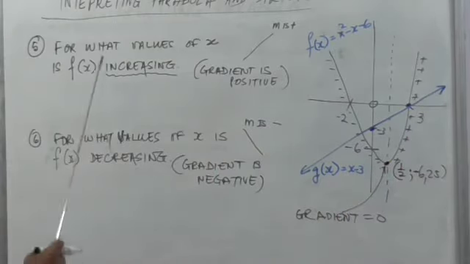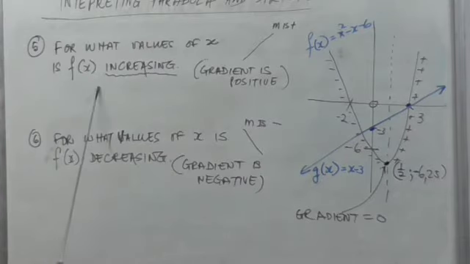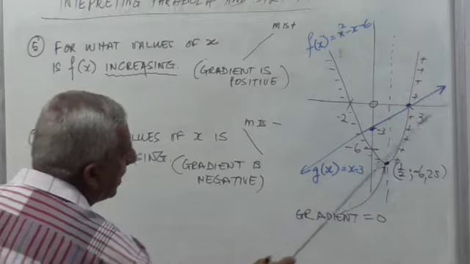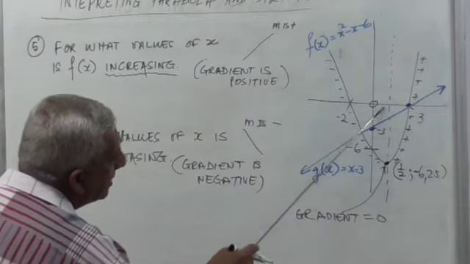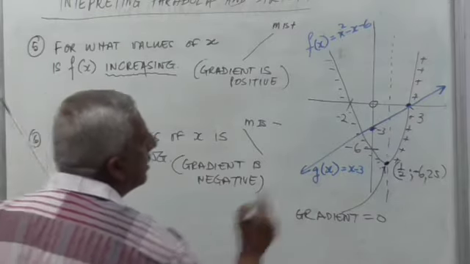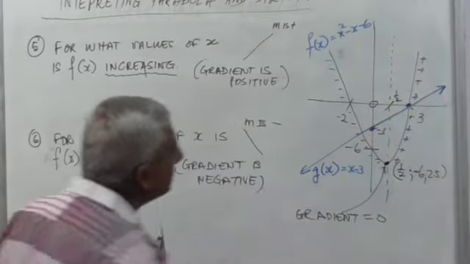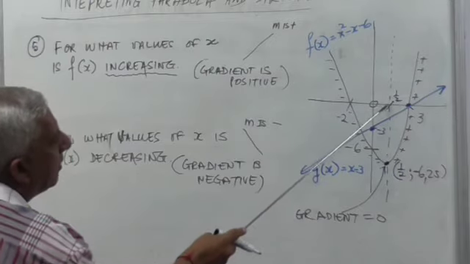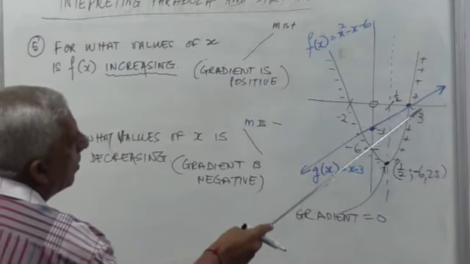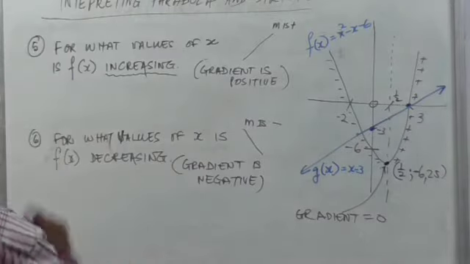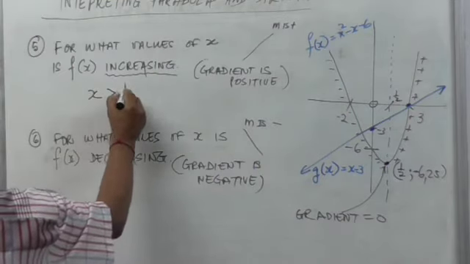So now we can answer the question. For what values of x is f of x increasing? It means for what values of x is the gradient positive? The gradient is positive for these numbers that way. So what is this number here? Well, this number here is actually half. So the gradient is positive, or it is increasing, for half or more, or greater than half. So you say for x greater than half.